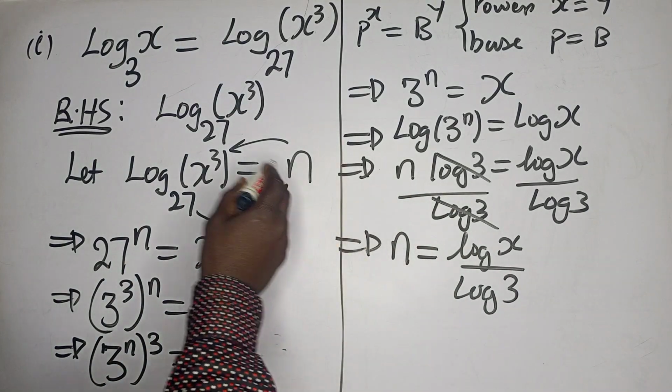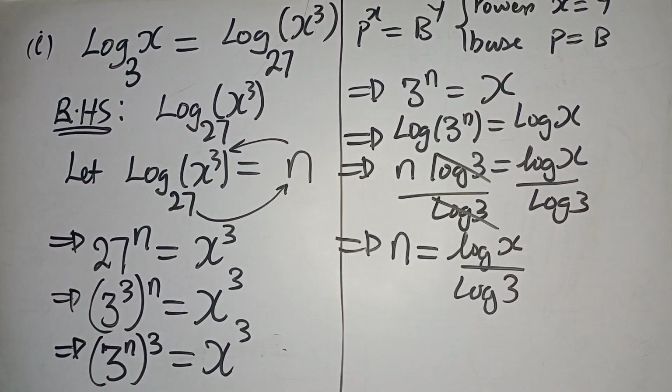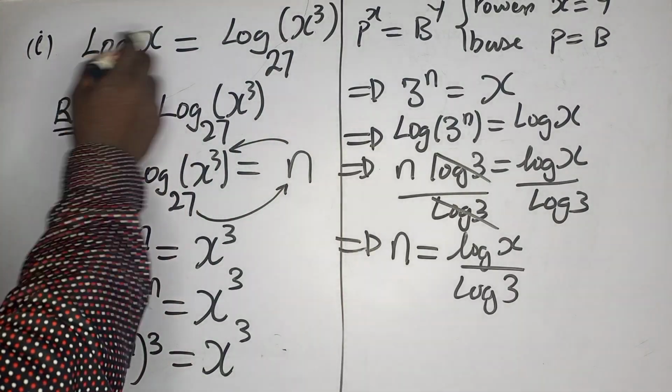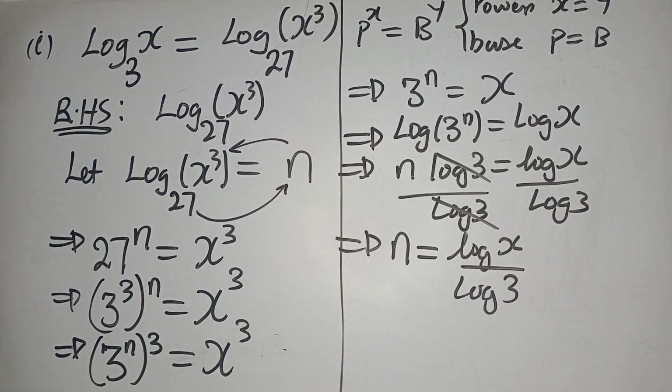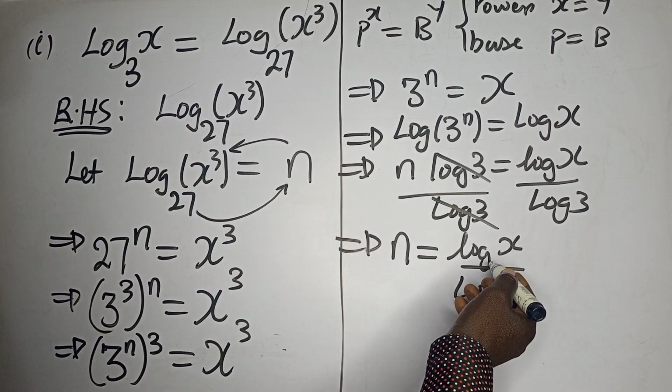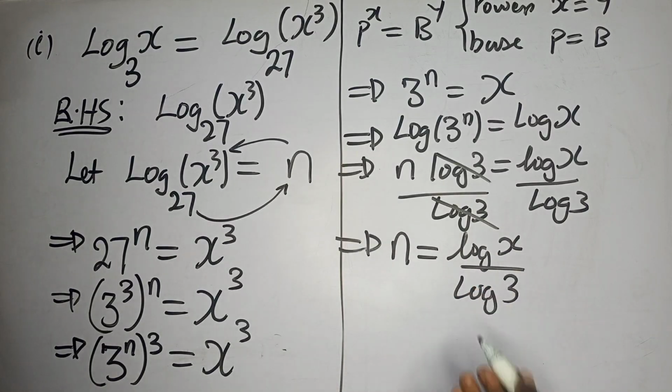Remember again, n is our right hand side. We want to show that that right hand side is equal to log to the base 3 of x. Now we have log x. Remember, if no base is indicated, we know the base is 10. So we can proceed to apply the law of change of base.